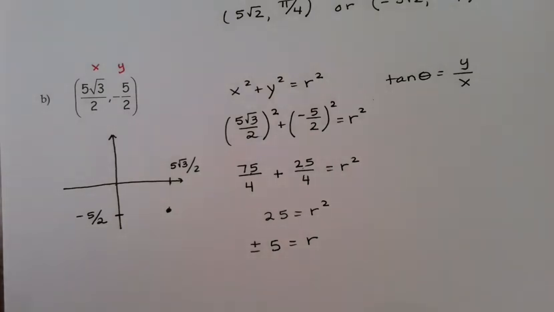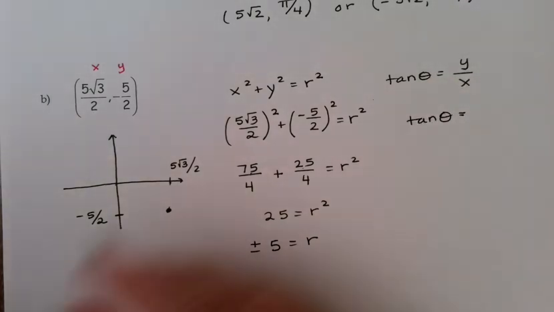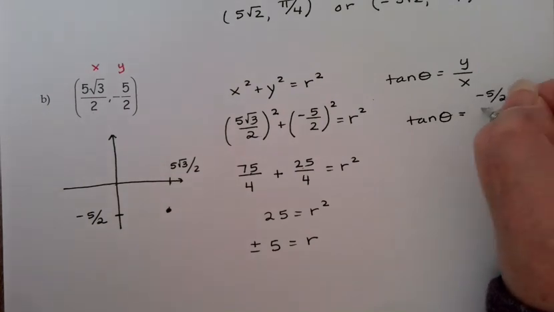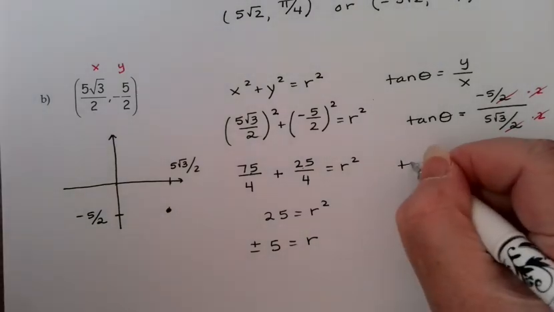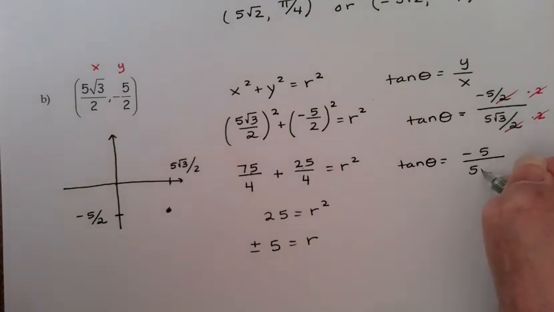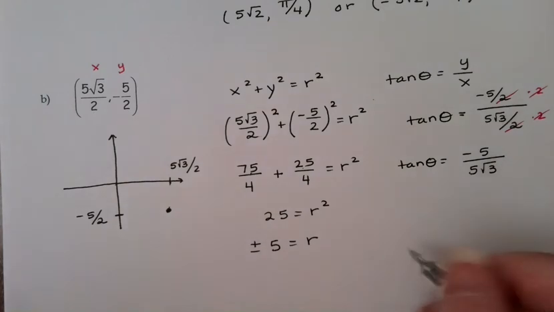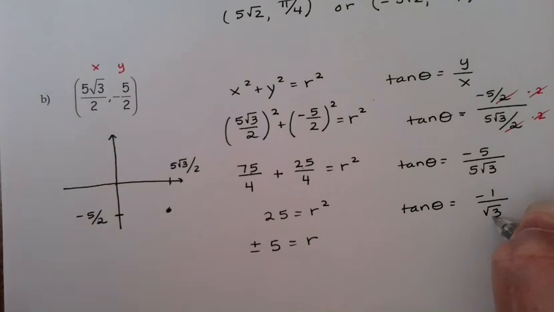Tangent theta equals y over x. y is negative 5 halves over x, 5 square root 3 over 2. If I just multiply top and bottom by 2 to cancel out those denominators, tangent theta is negative 5 over 5 square root 3. And I can cancel the 5's as well. Tangent theta is negative 1 over the square root of 3.